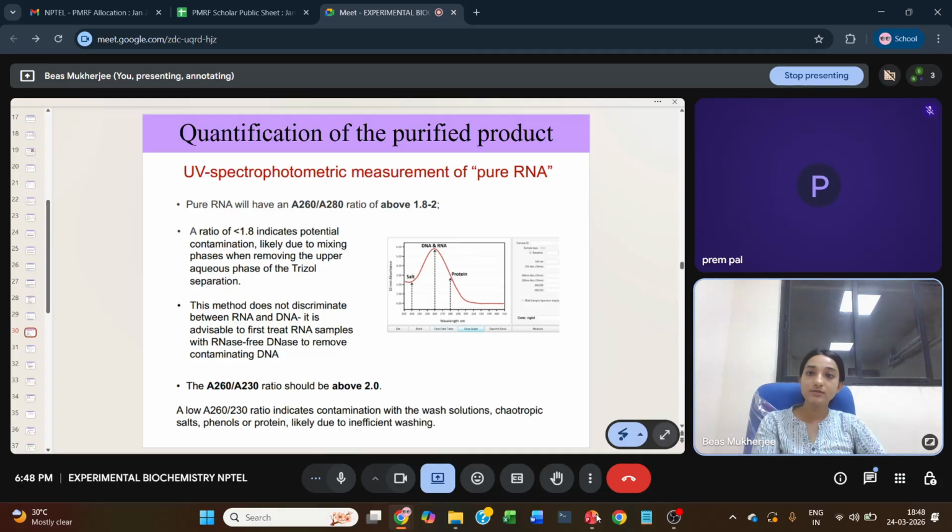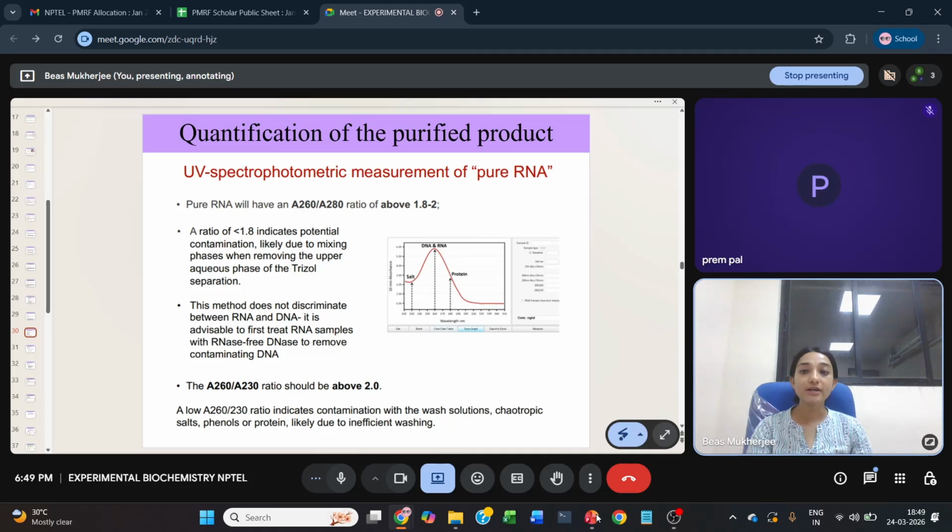Pure RNA will have a 260 by 280 ratio of 1.8 to 2. A ratio of less than 1.8 indicates potential contamination, likely due to mixing phases when removing the upper aqueous phase of the TRIzol separation. This method does not discriminate between DNA and RNA. It is advisable to treat RNA samples with RNase-free DNase to remove the contaminating DNA.